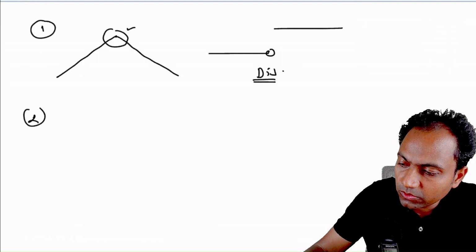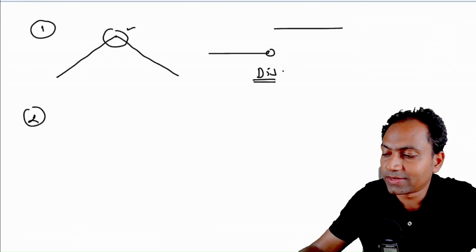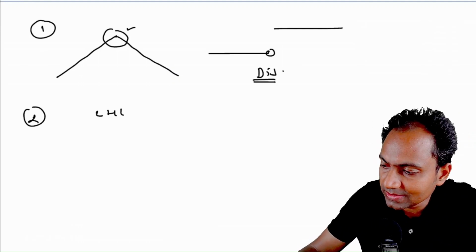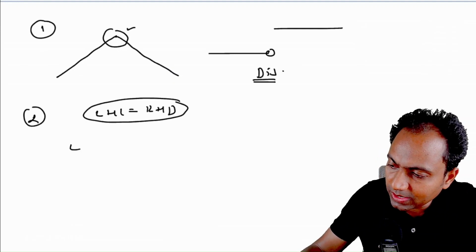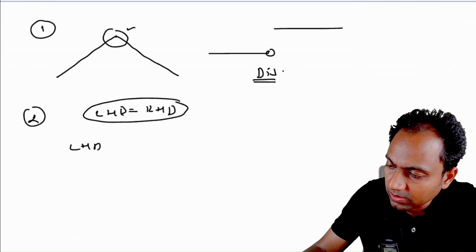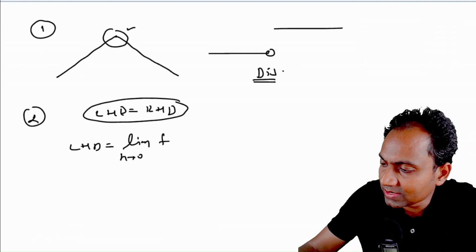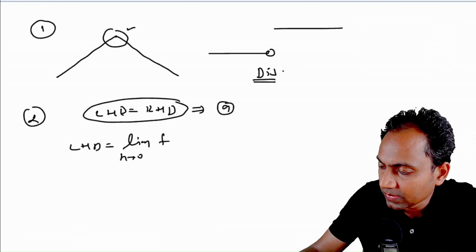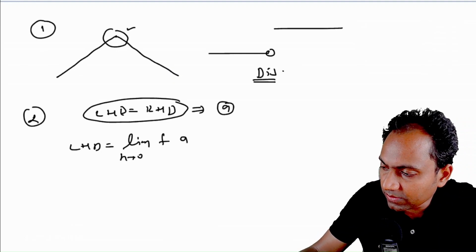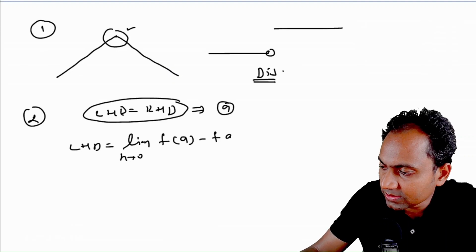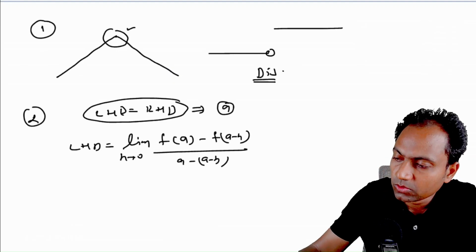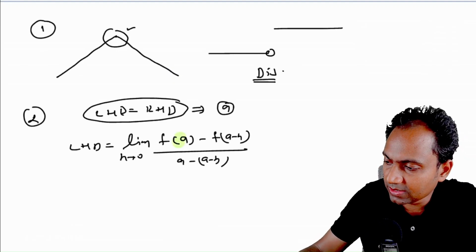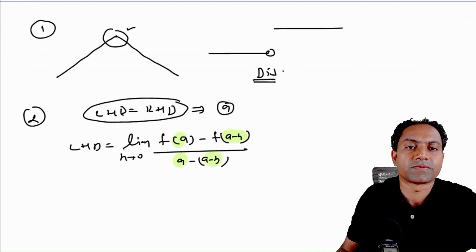In other words, if I want to write it algebraically without graphs, the concept says that LSD should be equal to RSD. Now what is LSD and RSD? If I write my LSD, or the left hand derivative, it is limit h tends to 0, and we are checking this at a point a. So what I can write is f of a minus f of a minus h by a minus h. So you can see that whatever we are writing here, we are subtracting in the denominator as well.